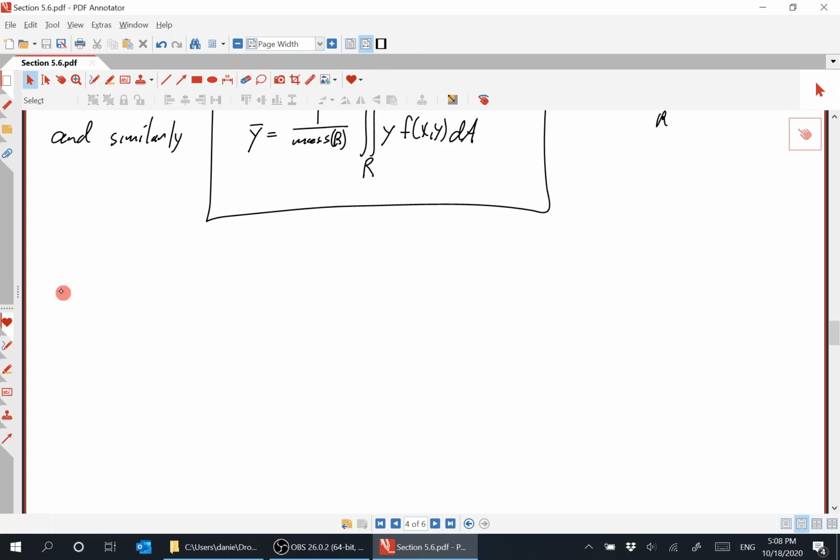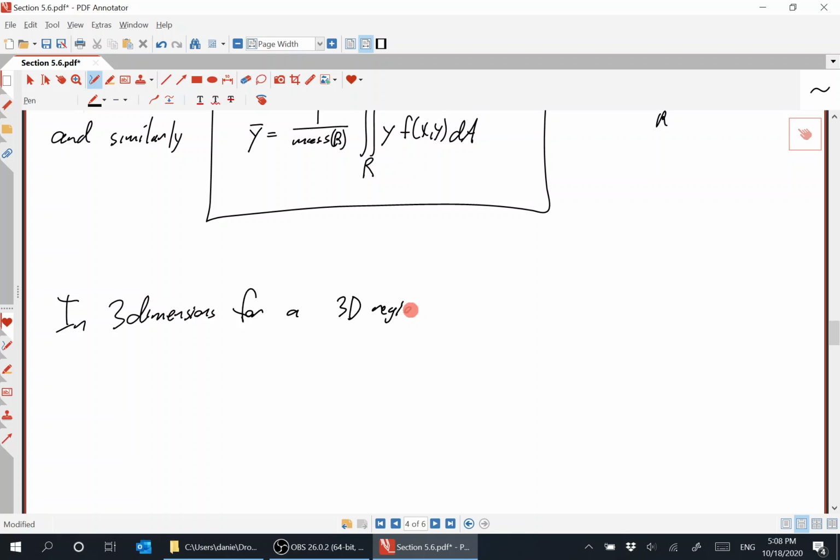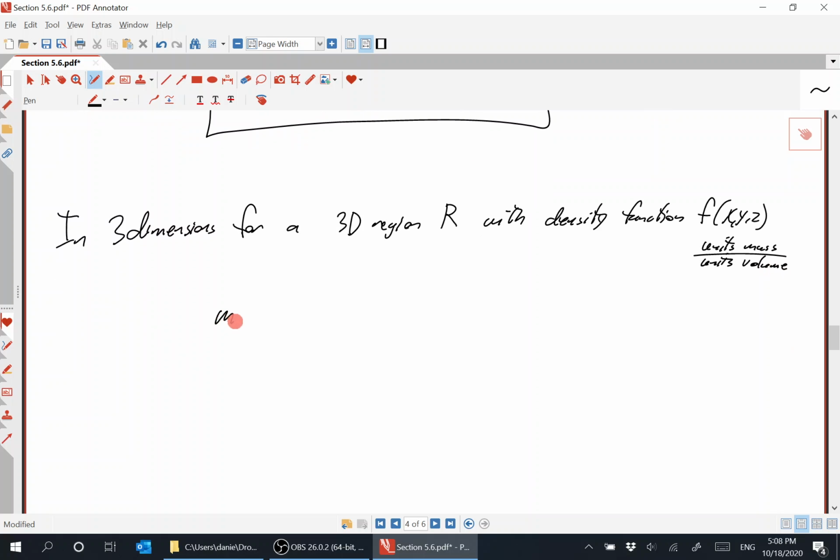In 3D, it's the same thing. In 3 dimensions, for a 3D region R with density function f x y z in units mass over units, not area, but volume. The mass of R is just the triple integral over R of f x y z dV.